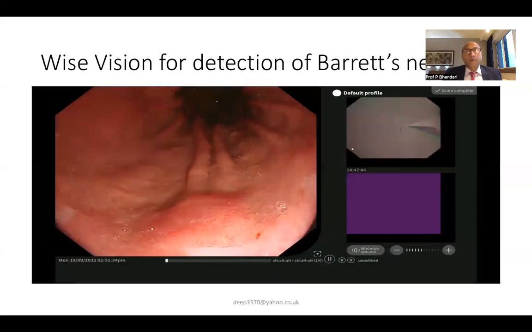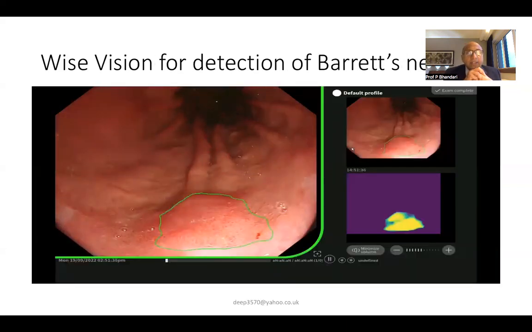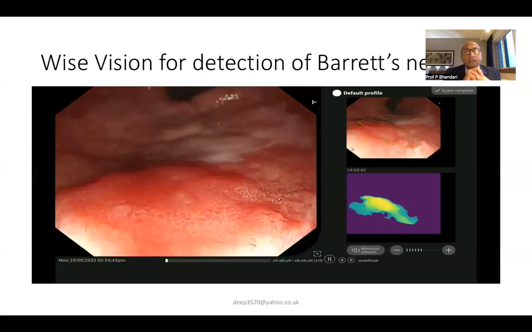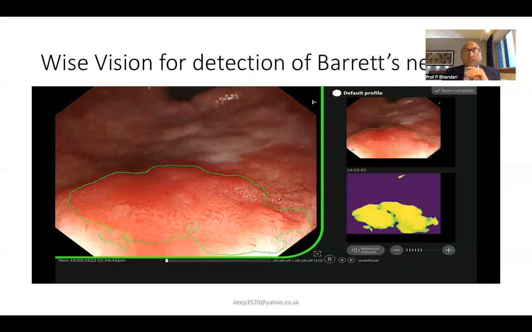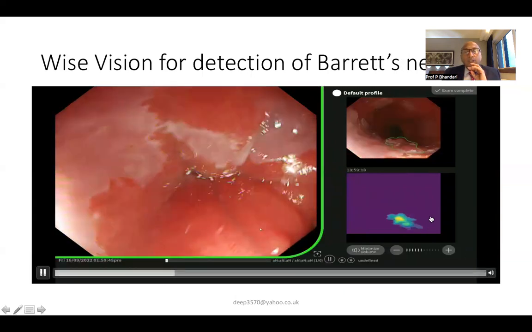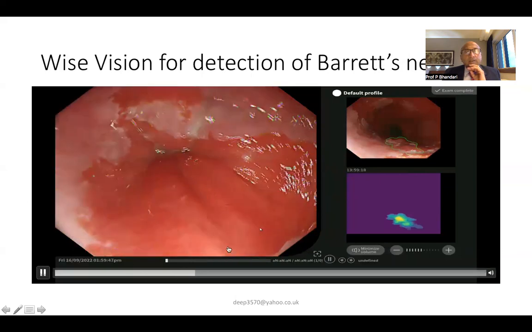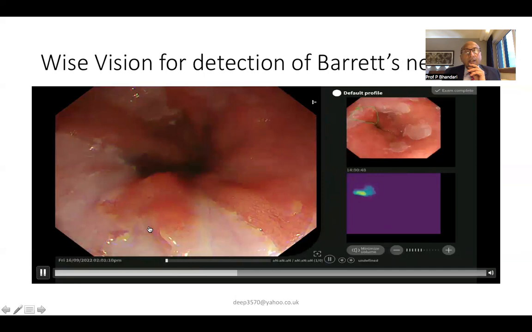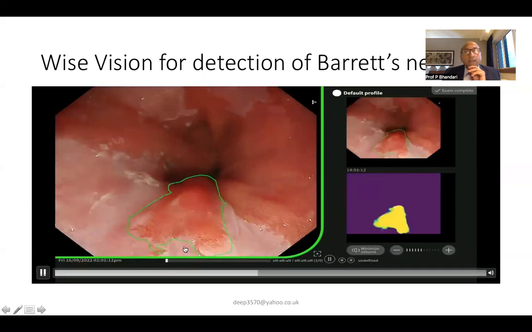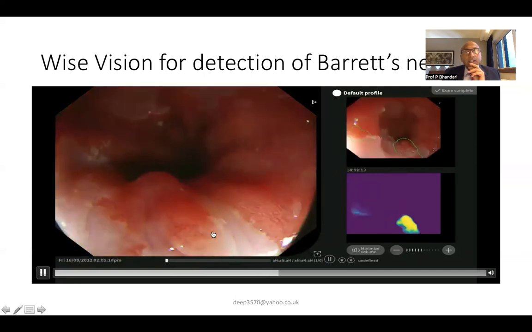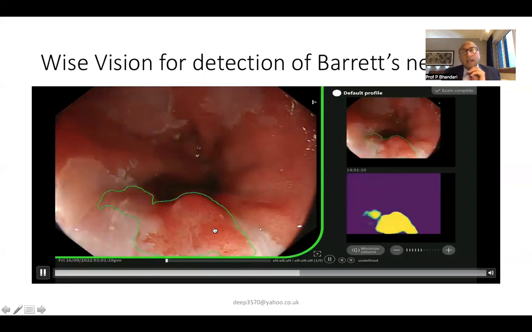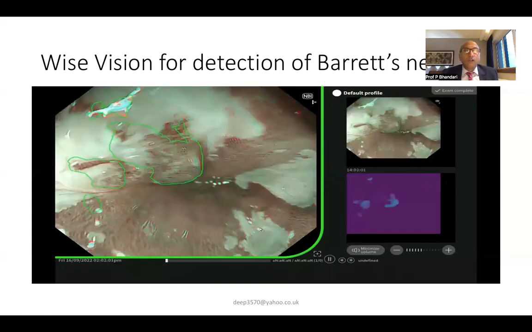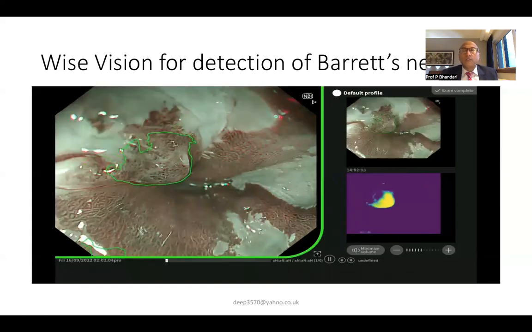This is Wise Vision detecting Barrett's neoplasia. This is really flat, very subtle neoplasia. And you can see the heat map showing the exact location and real-time delineation of the neoplastic focus. Another complex lesion within the Barrett's, it delineates where exactly it is and shows you the location of the lesion on the heat map as well. Also works on various imaging technology.